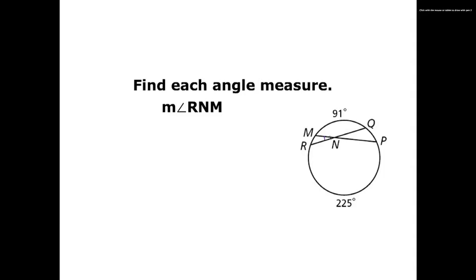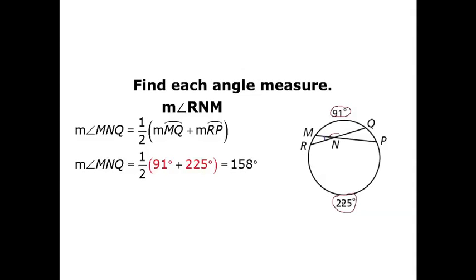I can solve for MNQ very easily because I have the 91, that intercepted arc, and the 225, the other intercepted arc. So I can just say that the measure of angle MNQ is add these two together and divide by 2. So I'll add the 91, the 225, divide by 2. Getting that is going to give me 158.